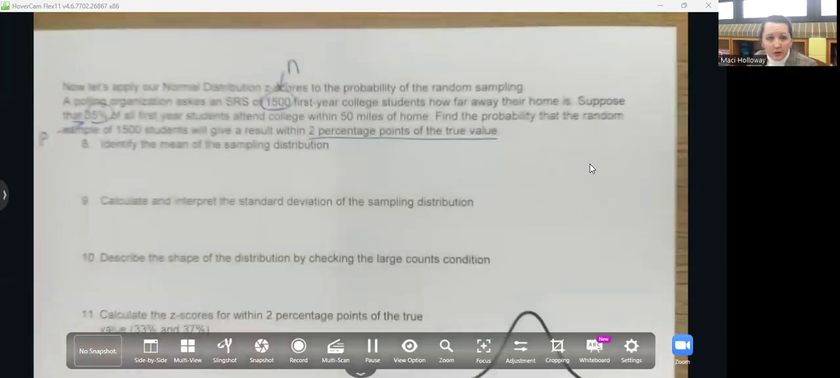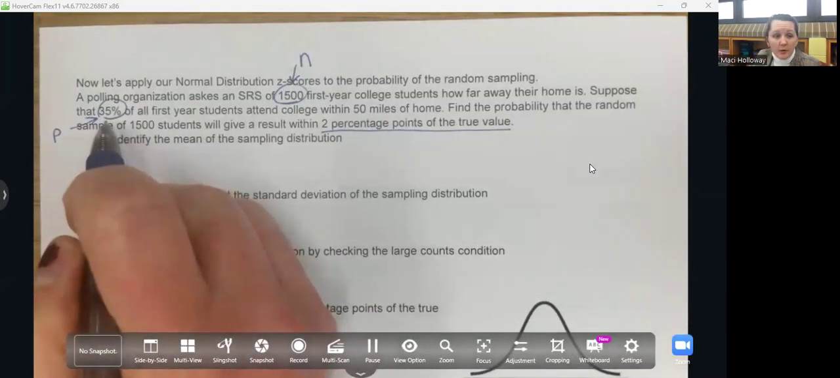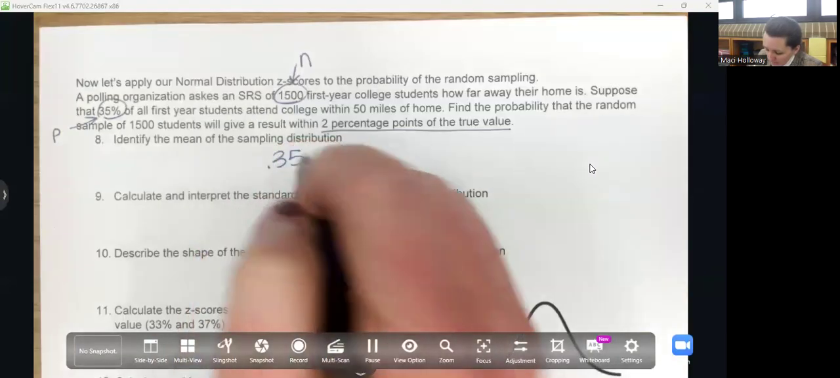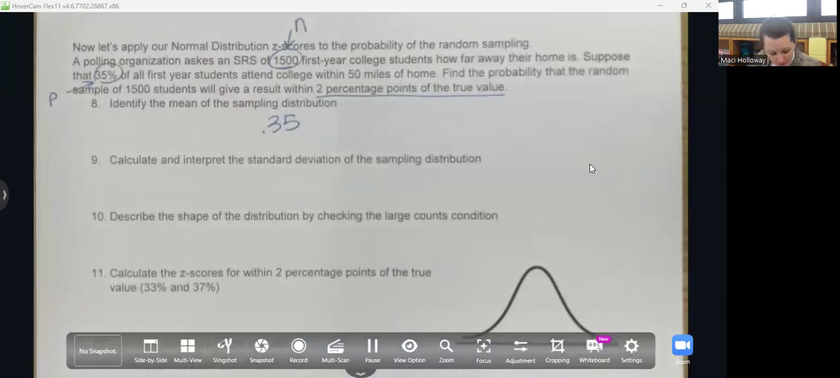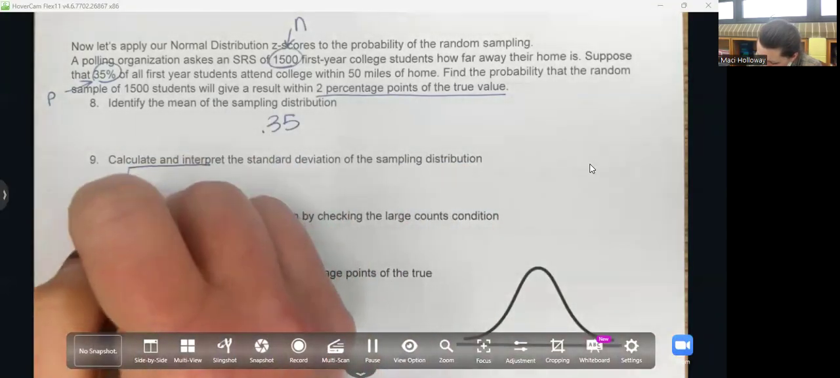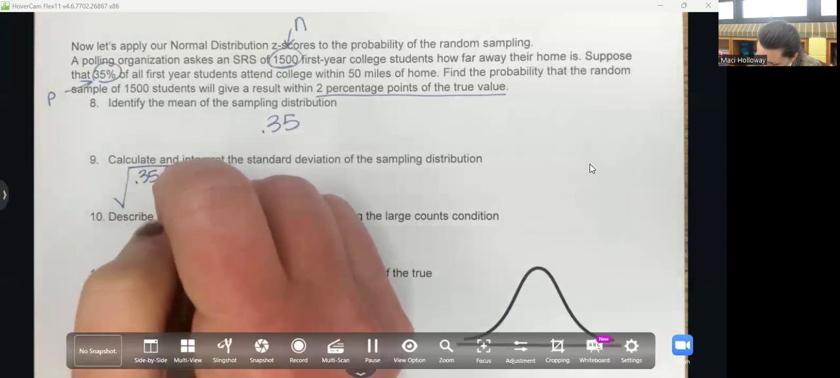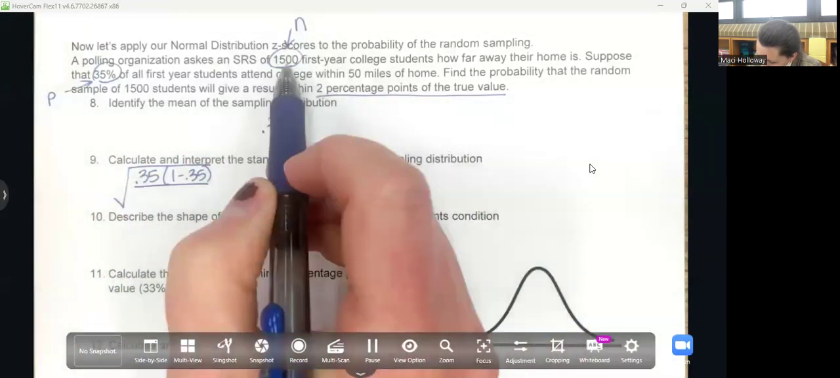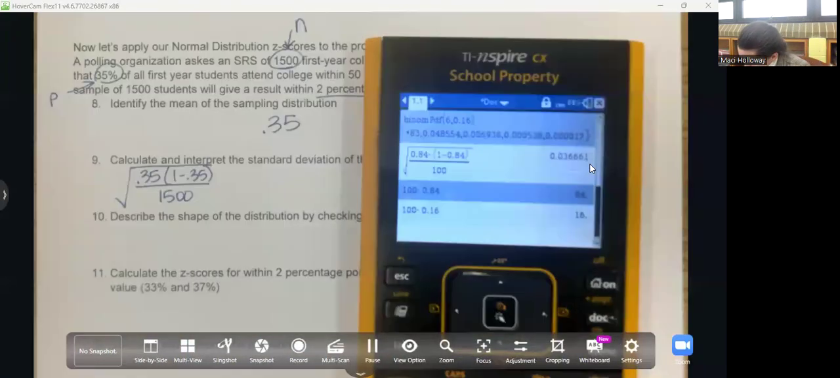So we want to find first the mean of the sampling distribution. Remember, the mean of the sampling distribution is equal to the population proportion, so it's 0.35. And then we want to calculate and interpret the standard deviation of the sampling distribution. So we're going to follow our formula here. Our mean is 0.35, and then we're going to do the square root of 0.35 times 1 minus 0.35, divided by our n value, which is 1,500. Calculate this guy.